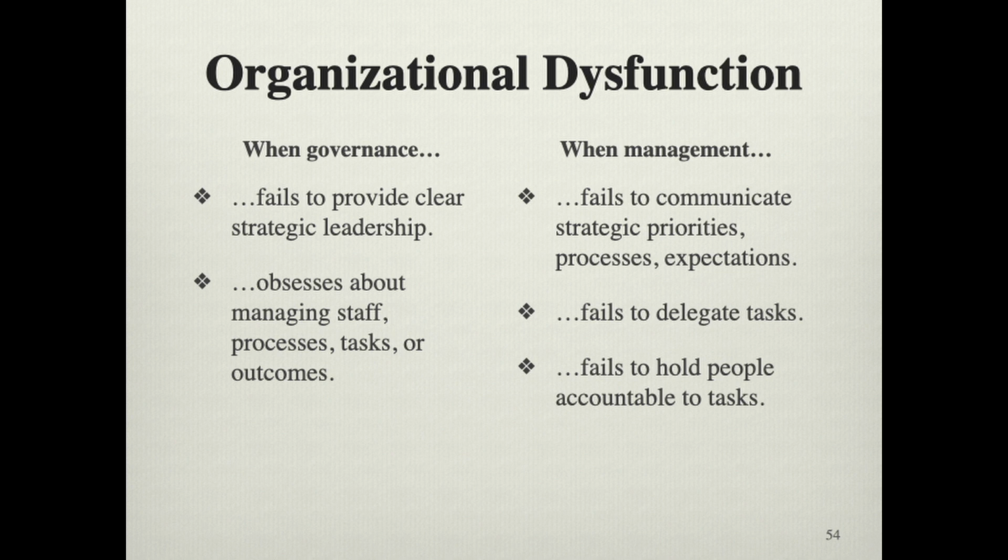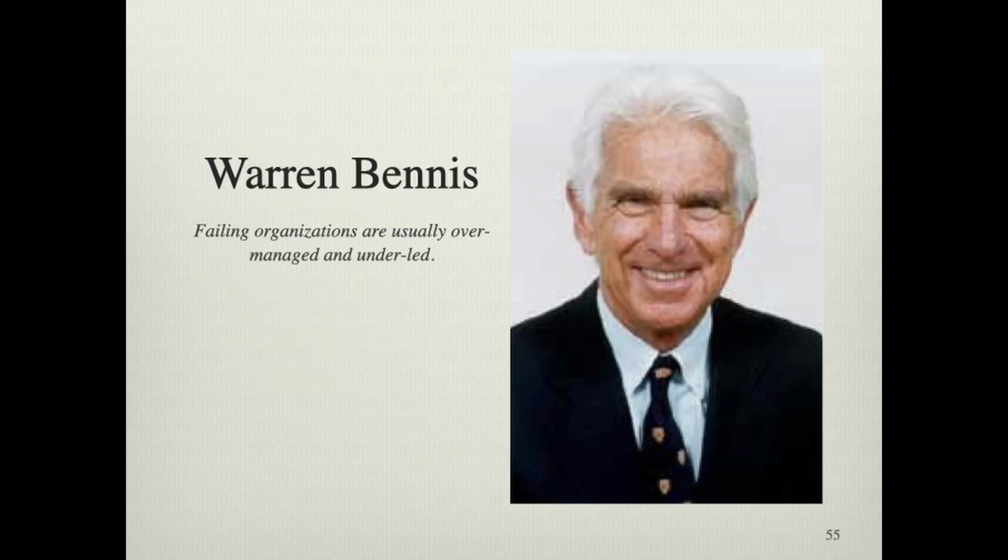Warren Bennis says this, and I think this is a great quote, particularly about the church. Failing organizations are usually overmanaged and underled. The leadership part, what he's talking about here, is the strategic part. It is the part that says, here's where we're going, folks, in the next 5 years. Here's what we need to be doing. Here's those priorities that we have to set out for ourselves.